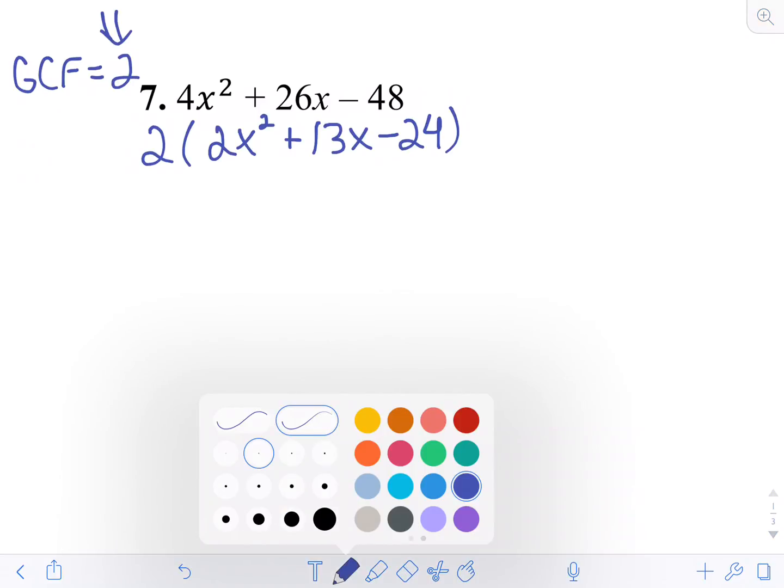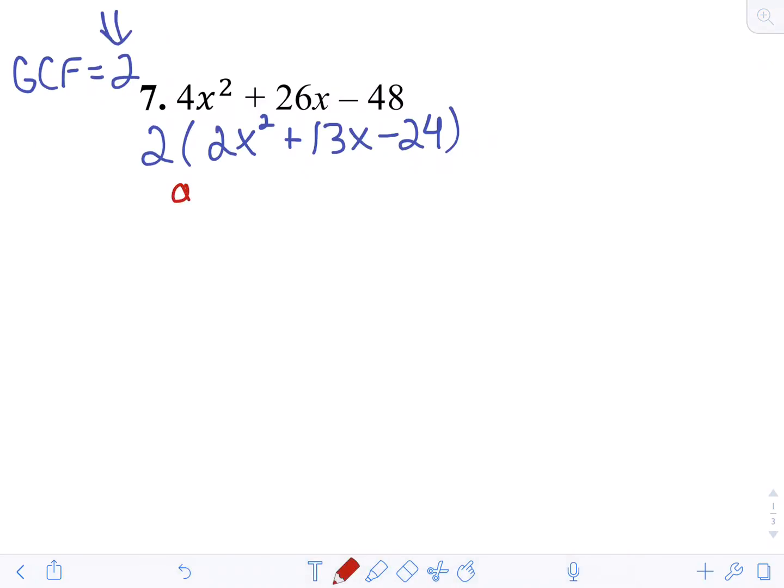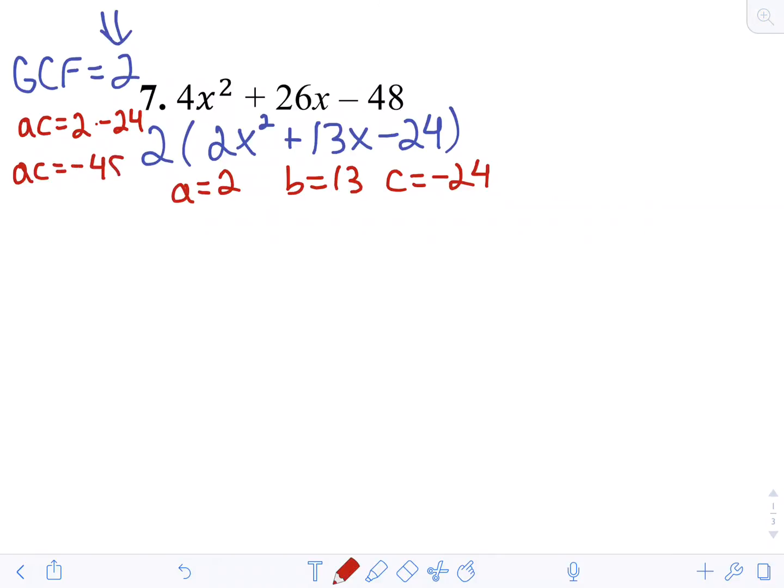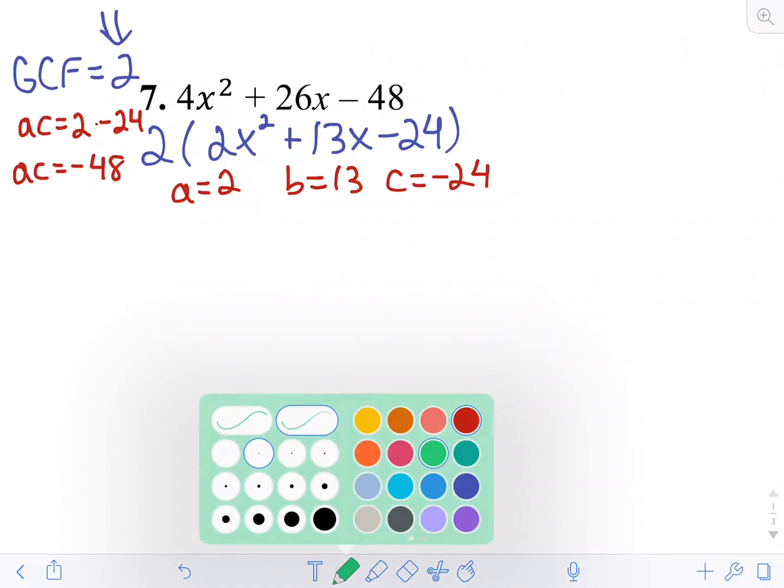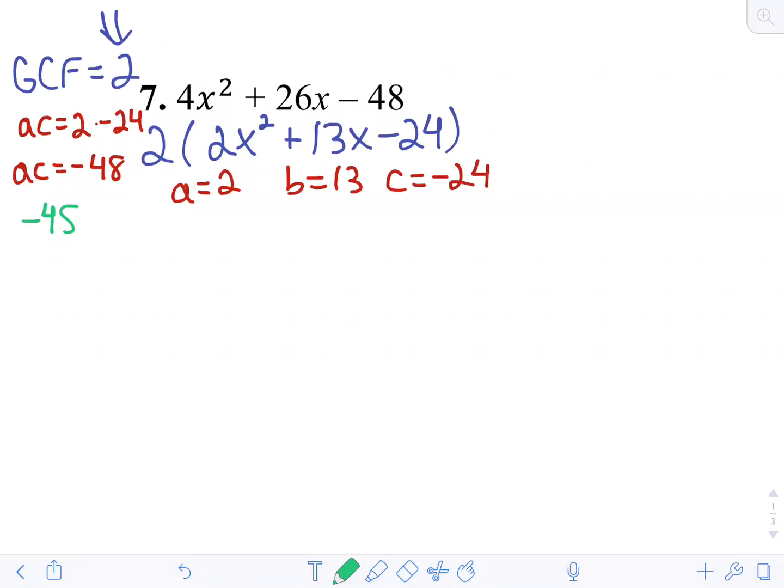Okay, I'm going to go ahead and label my A, B, and C. A is equal to 2, B is equal to 13, C is equal to negative 24. So my AC method would be 2 times negative 24. So AC will be negative 48. Okay, so I can do negative 48. Before I figure out what numbers I want, I need to look at my signs. So my signs are a negative and a positive.